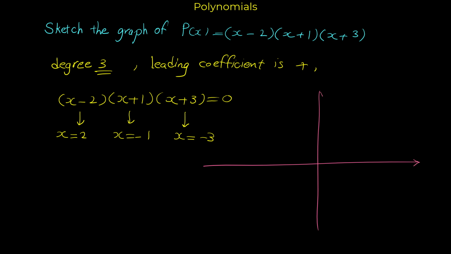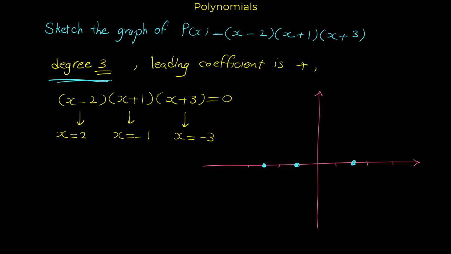Let me draw axes here. The x-intercepts are negative 1, negative 3, and 2. So, negative 1, negative 2, negative 3, negative 4, 1, 2, 3, 4 here. The x-intercepts are negative 3 and negative 1 and 2. So we know that our polynomial passes through these points.